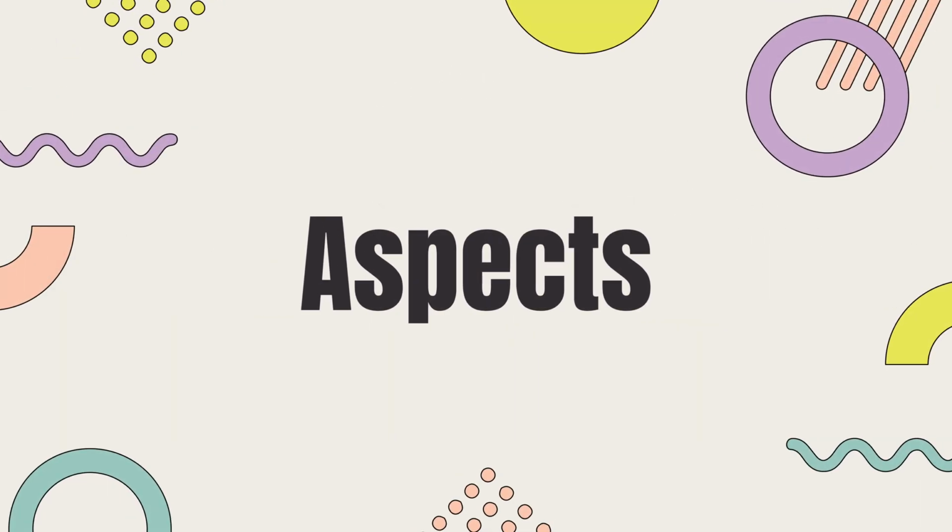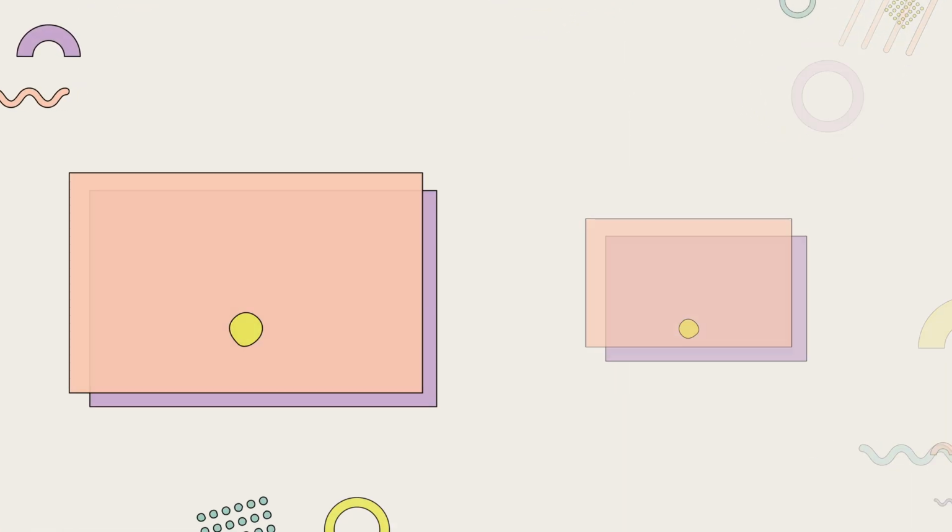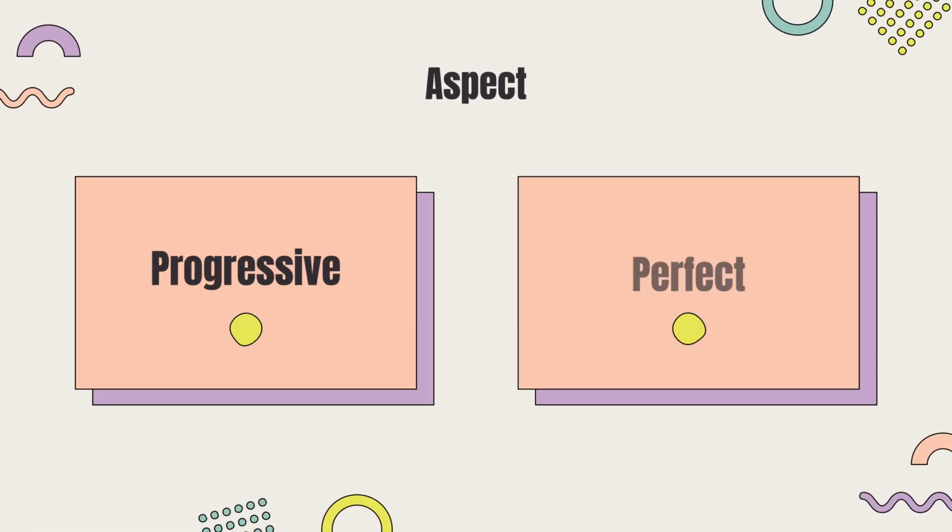Let's proceed with the aspects of verbs. The aspect of a verb refers to the relationship of the verb to time and other conditions. Aspect tells whether the action is already completed or is still continuing. The aspect of a verb is always related to its tense. In English, there are two aspects, progressive and perfect.